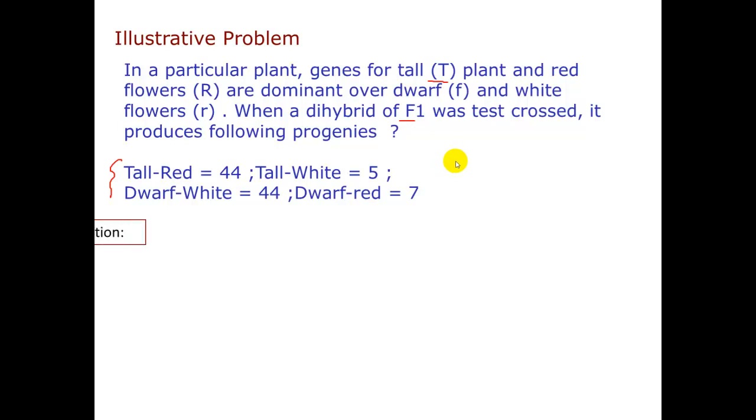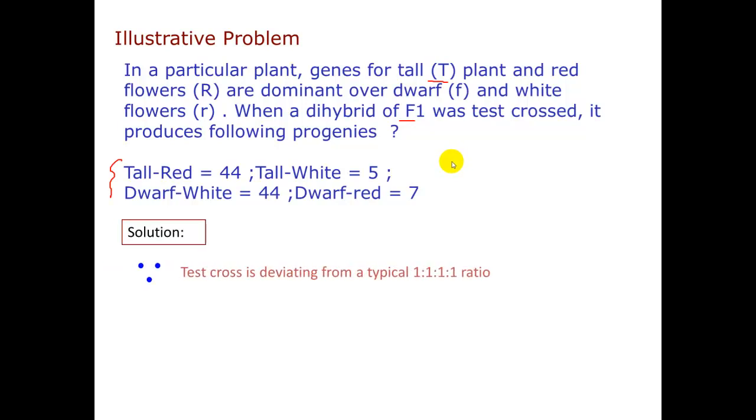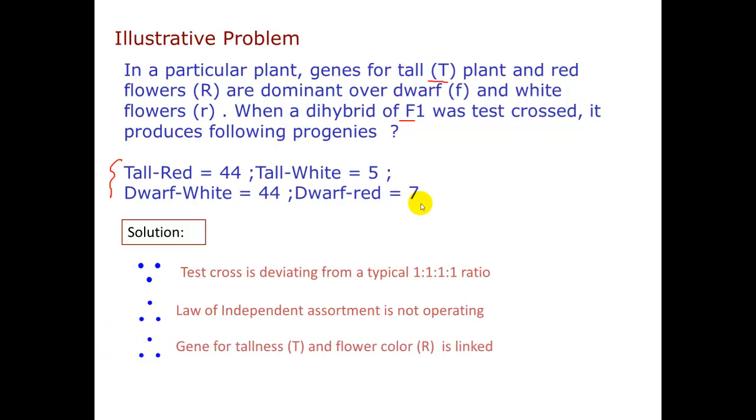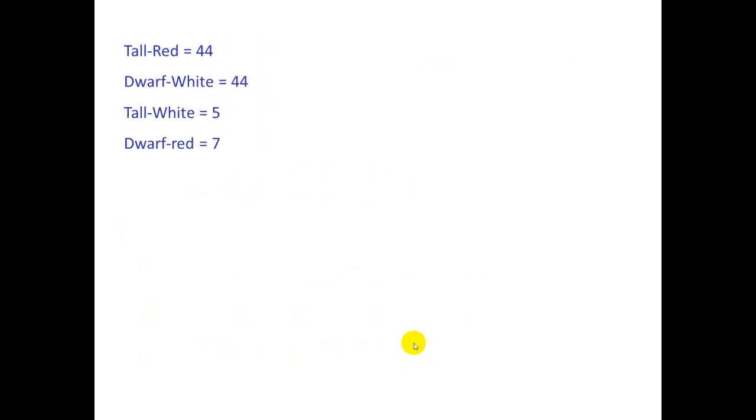So here what we see is that the test cross is deviating from the typical 1:1 ratio; otherwise all would have similar numbers. Since the numbers are not similar, it is an easy conclusion that parentals are more and recombinants are less, so it is a case of linkage. Right? So here the law of independent assortment is not operating, therefore it is a case of linkage. So that means capital T and capital R genes are actually linked. Okay? So this is the parental one since it is the larger number, and the rest of the two are the recombinants, the smaller numbers, right?